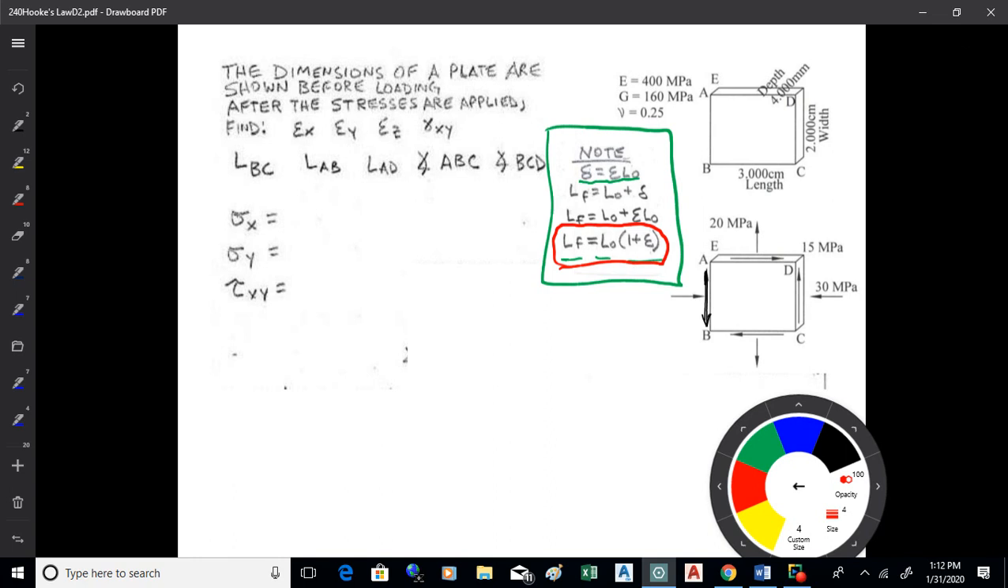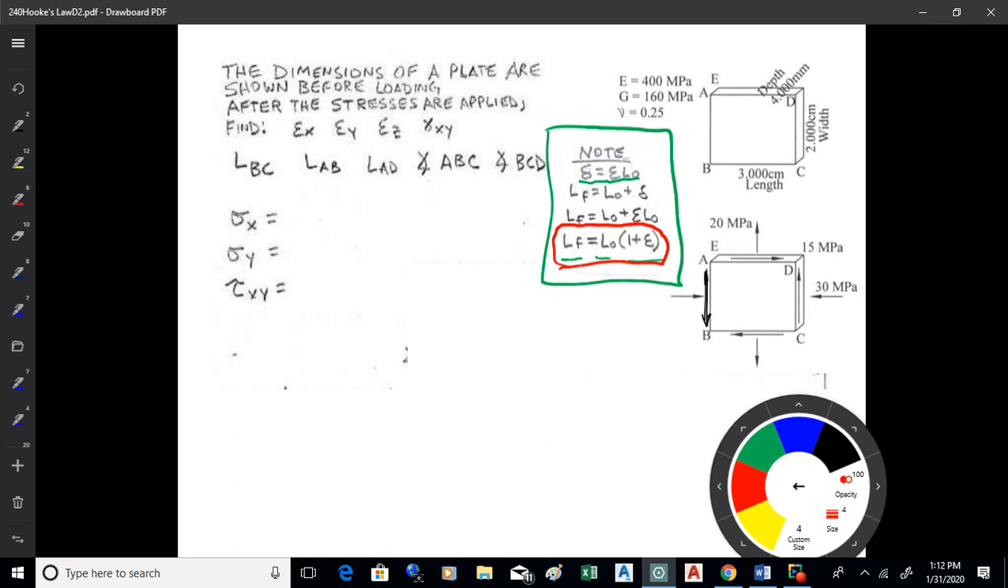Good. So off we go. So the first thing to do is to find sigma x, sigma y, and tau xy. So we just fill those in, and then we just start running these formulas. It's not really maybe the most exciting thing you're going to do in your life here. You just plug that stuff in and run the numbers. The challenge on this will be to figure out what this thing will look like after these stresses are applied.